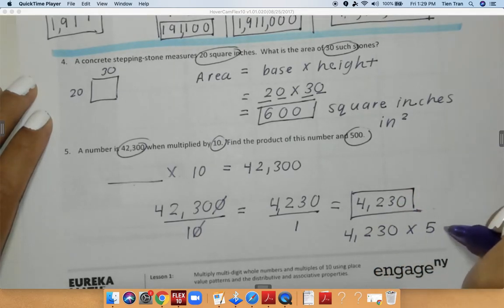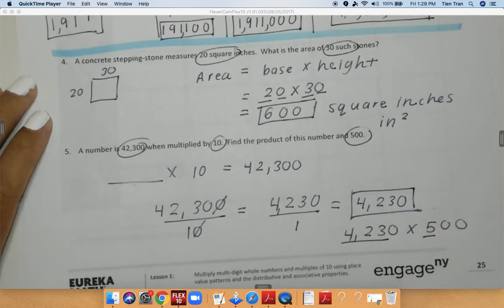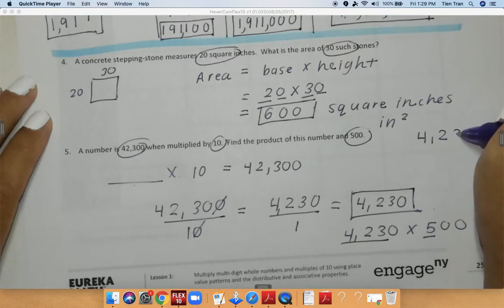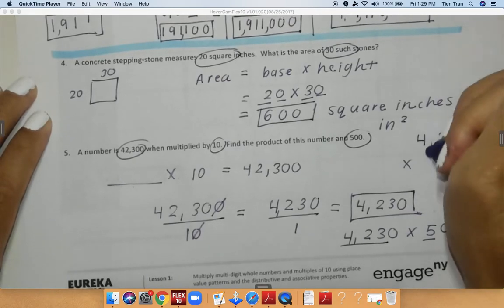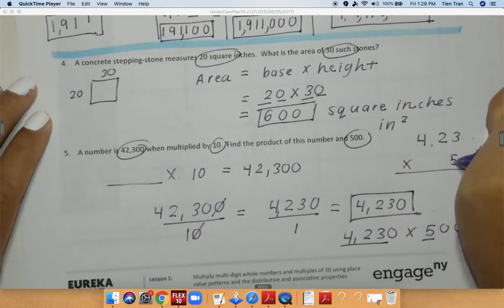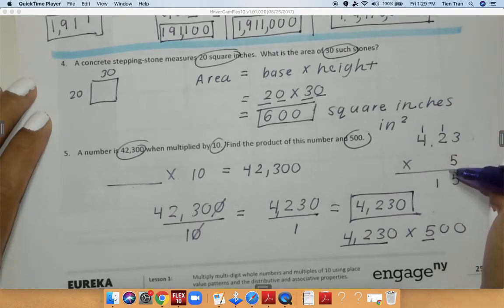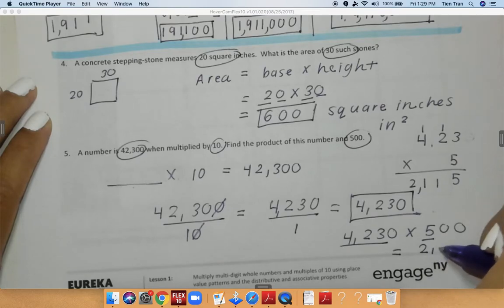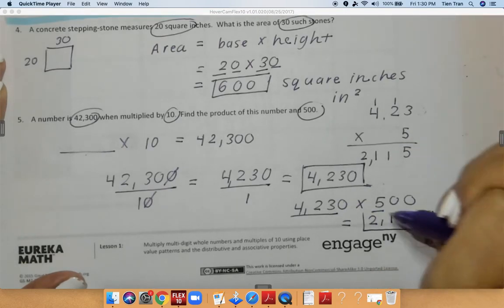4,230 times 500. The first thing I'm going to do is multiply 423 times 5 first, because that's a smaller number and it's more manageable to multiply. 423 times 5. 5 times 3 is 15. 5 times 2 is 10, plus 1 is 11. 5 times 4 is 20, plus 1 is 21. So I get 2,115, but I'm not quite done. I need to add 3 zeros. 1, 2, 3. So my final answer is 2,115,000. And that is the final answer.